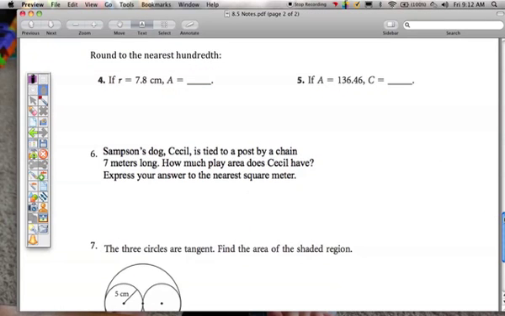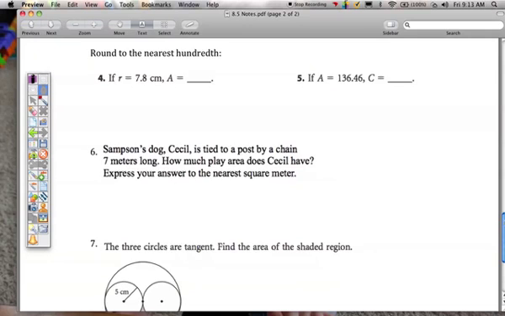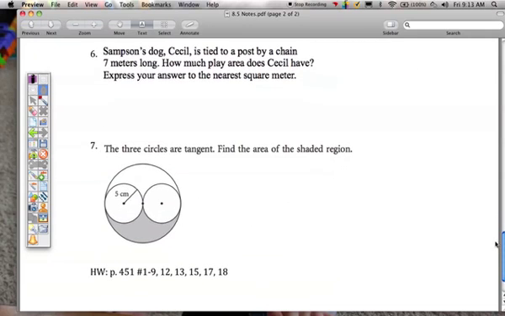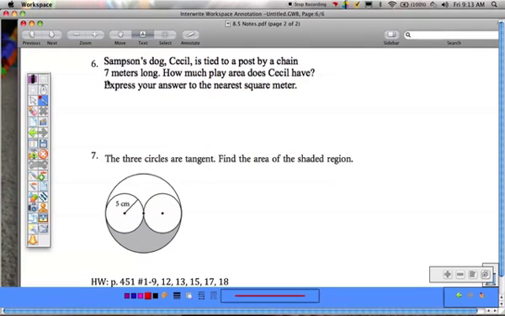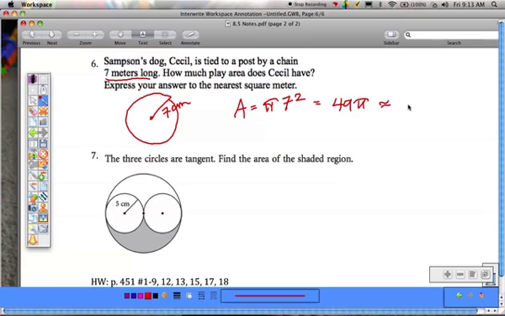Okay, word problem. Samson's dog Cecil is tied to a post by a chain 7 meters long. So there's the radius. How much play area does Cecil have? All right, so if you think about that, here's what that picture would look like. Circle, radius is 7 centimeters. So area equals pi times 7 squared, which is 49 pi. You can either leave it like that or get the decimal answer, 153.94 meters squared.